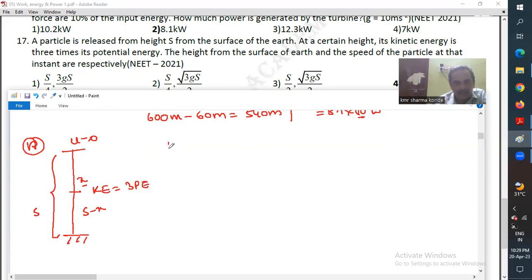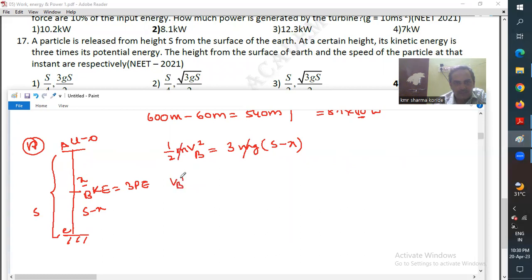So let us write kinetic energy as half mv square. Let us say this is point B, this is E, this is C. So half mvb square is equal to 3 times the potential energy. It is mg. In general, potential energy measurement is always from the ground. So the height is S minus x, the remaining height. M and M get cancelled.